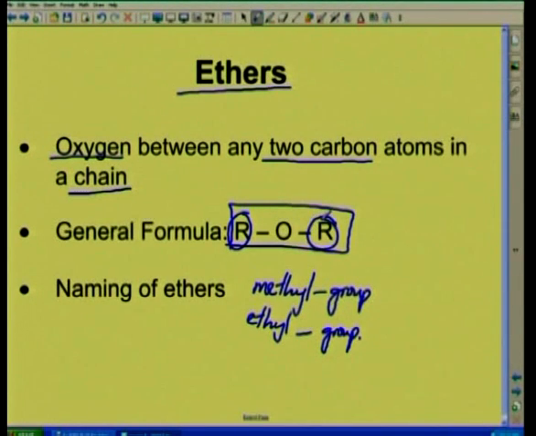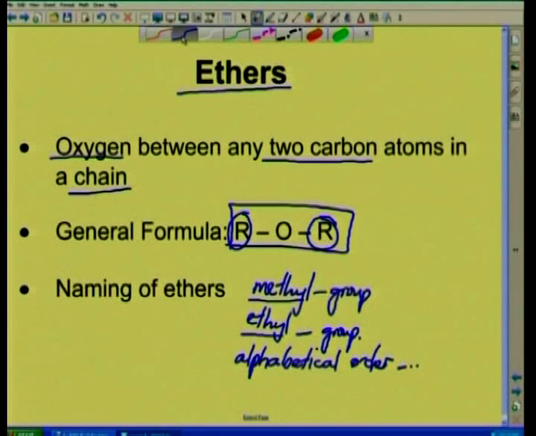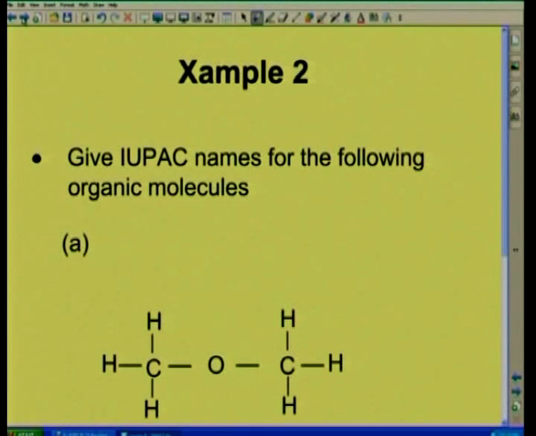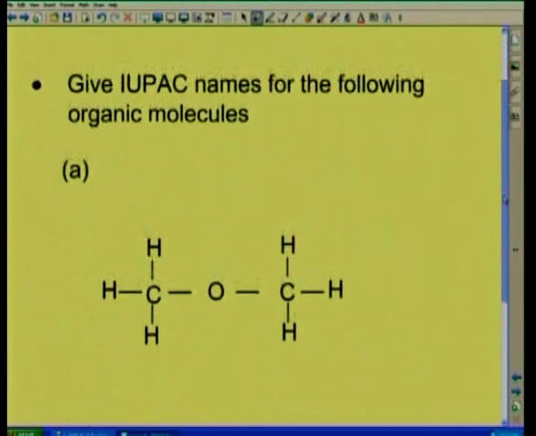So these R's are like that. At the end, you mention the ethyl or the methyl groups in alphabetical order. That's how we name them. And then at the end, the suffix is ether. So we'll be talking something, something, ether. That's how we name this. Let's quickly have a look at an example here.